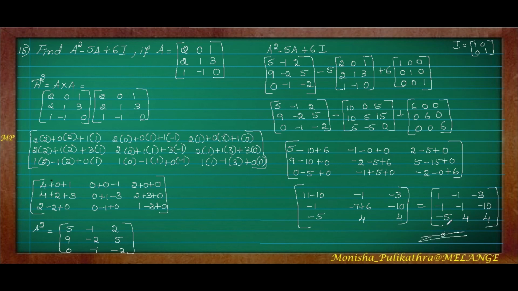So this is the answer for A square minus 5A plus 6I. I hope you understood this.